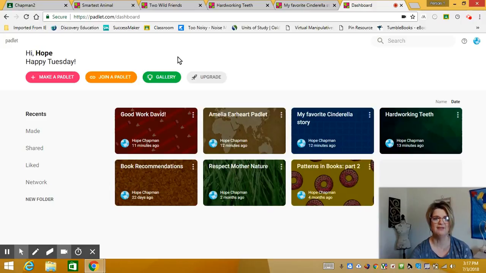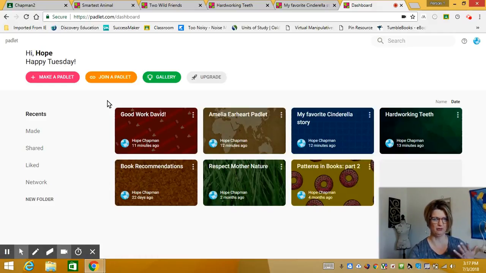So what I have here is the opening of Padlet. This is my teacher dashboard. When you go to Padlet, you're going to need to make sure you create an account. It's totally free. That's one reason why I love Padlet. And then once you sign in, you will be given a dashboard that looks like this. You're going to notice that these are Padlets that I've created and I have used with my students over the last year.